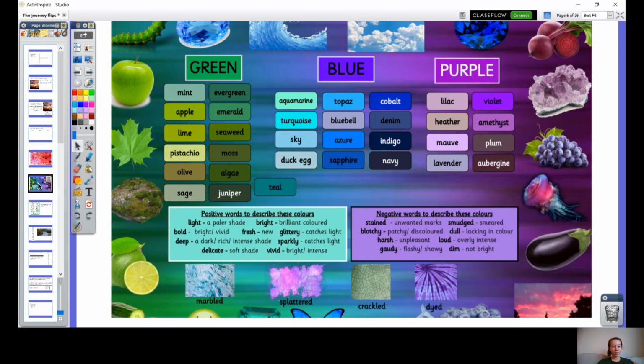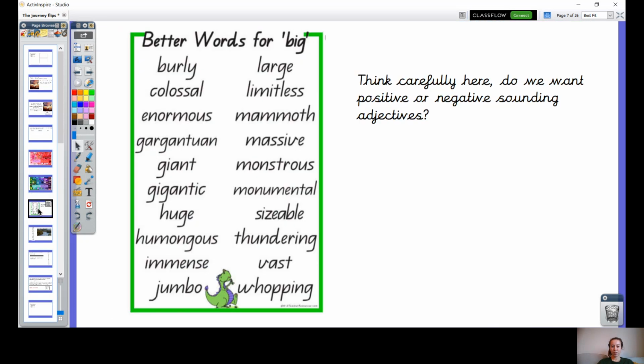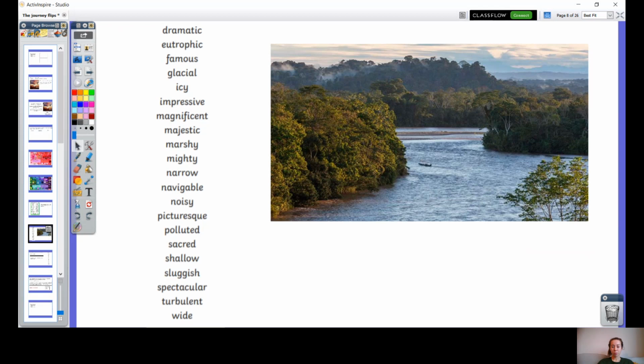You might want the purple in this one. Okay, here are some better words for big. Perhaps there might be a couple here you want to use for your mountains. Think very carefully though. We want to pick out some positive adjectives, don't we? Not negative. And then here's a few that might help you with describing the river. Again, make sure you pick out positive adjectives.